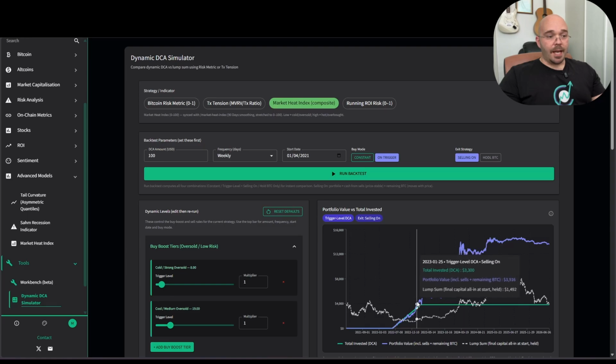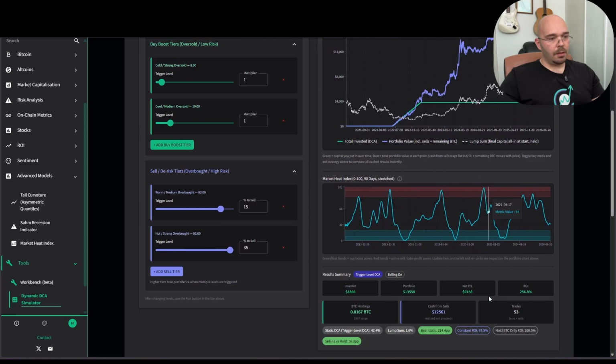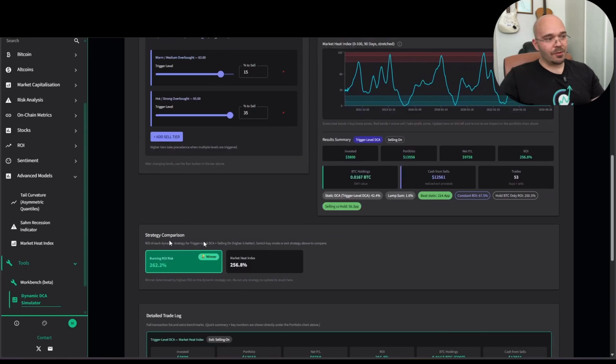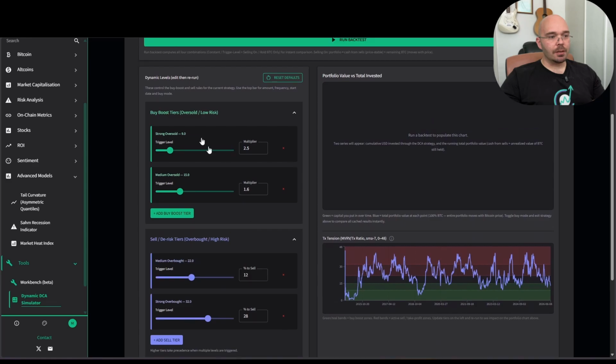But if you were DCAing and you were selling when the levels hit, then you would be sitting on a total investment of 3,800 and a portfolio worth 13,659, which is 256% ROI, which is pretty good. And down here, we've got a lovely little strategy comparison section, so you can see which one is the most successful, because we all love seeing which thing beats another thing, which is the whole premise of sports, I guess.